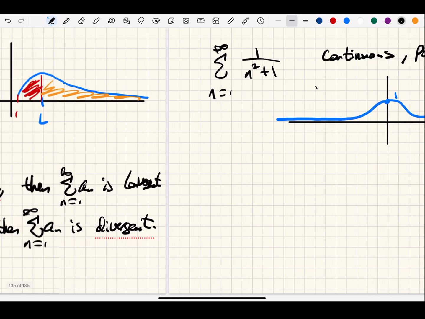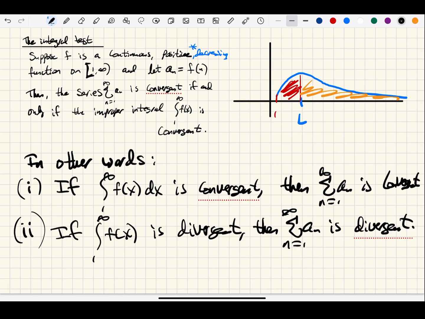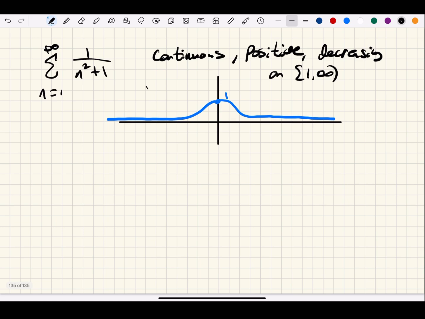Okay, so let's go back and look at the integral test. So it says if I have a function that is continuous, positive, and decreasing on the interval 1 to infinity, and I can define the terms of a sequence in terms of that function, then the series is convergent if the improper integral is convergent. So it looks to me like if I want to find something out about that series, I could look at the integral. Okay, so let's do that.